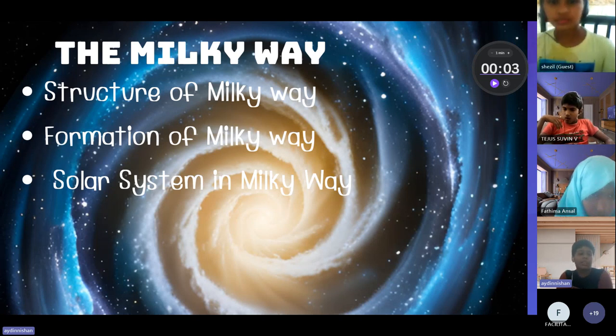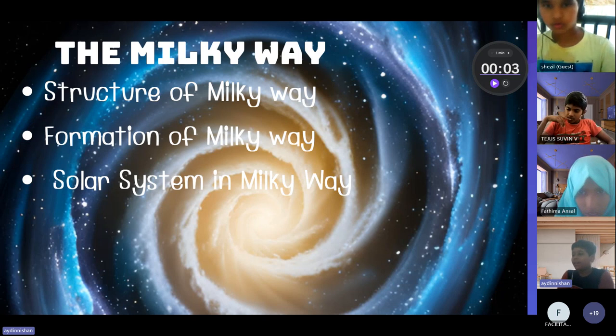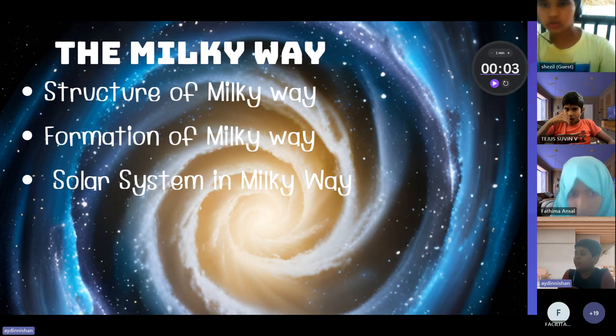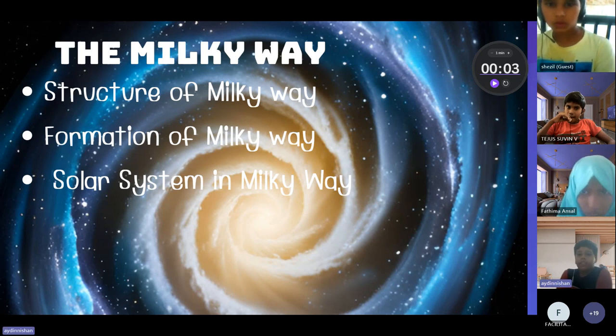other objects in space. The Milky Way is shaped like a disc, like in the picture you could see a disc, and has a bulge in the center with those spiral arms extending out of it. You can see those lines, curved lines, right? Those are spiral arms. Also, the Milky Way is home to a supermassive black hole in the center, which has a mass equivalent to around 4 million suns.